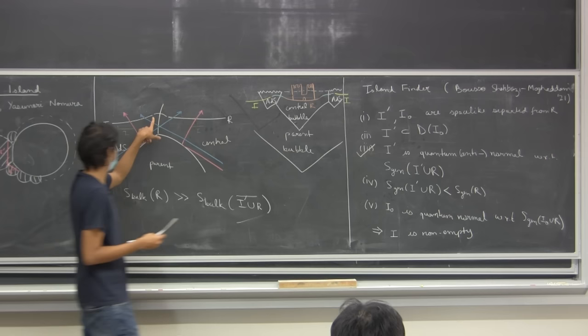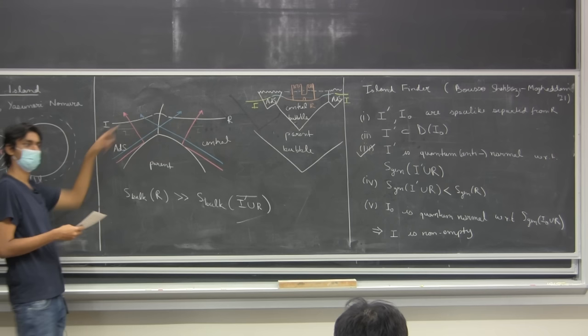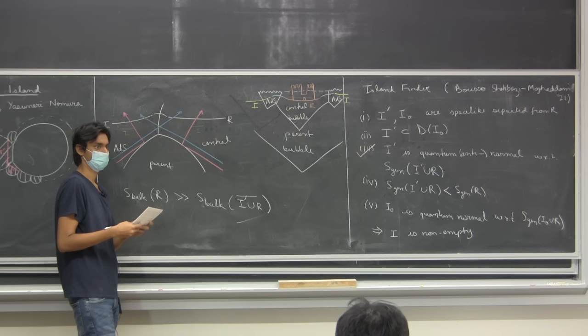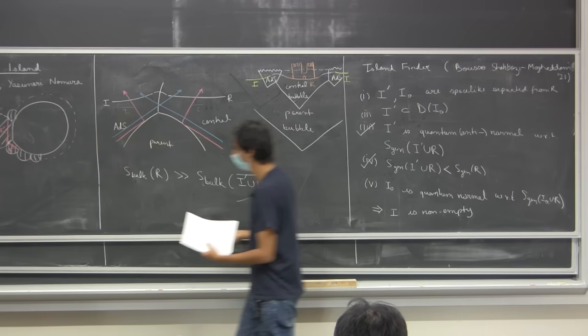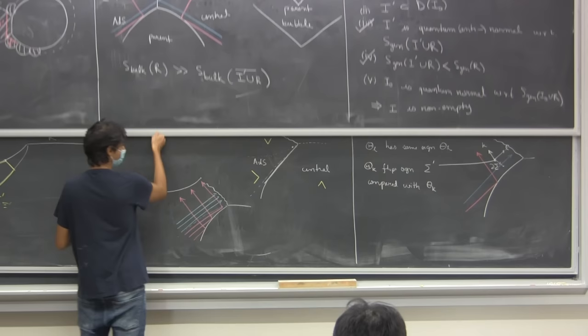But these I's do have a very small area, right? Because they're close to the singularity as well. Okay. So hopefully this condition is also satisfied. Let's talk about the quantum normal surfaces next.